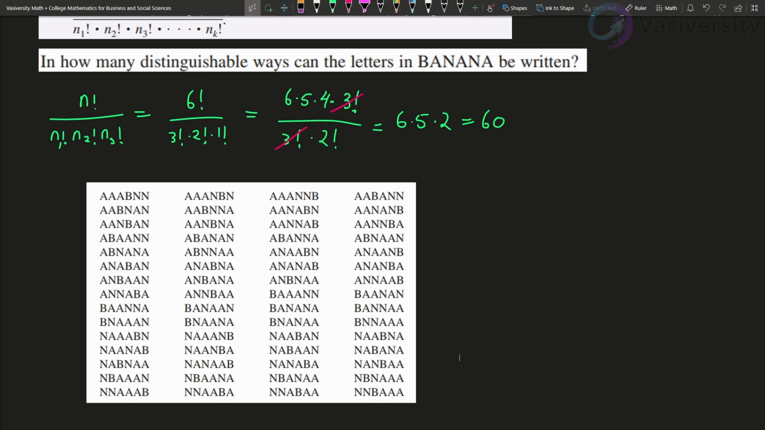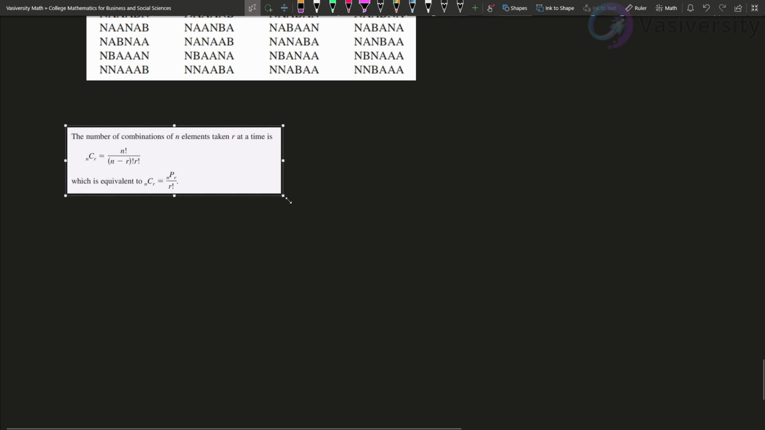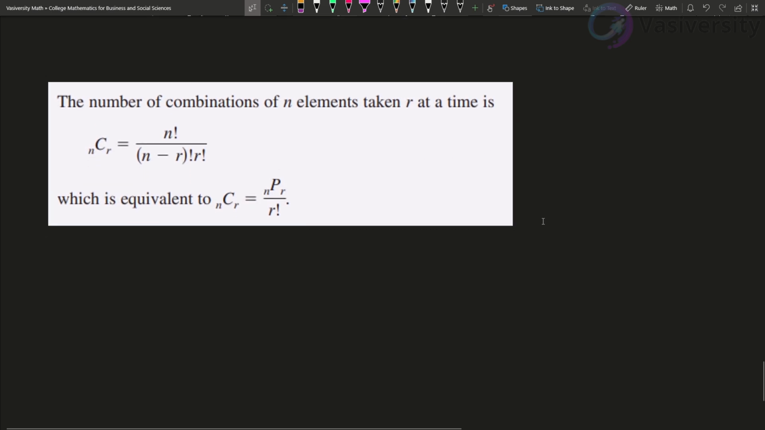So essentially, let's go ahead and take a look at the formula. It's almost the same as permutations, but with a slight tweak to it. So combinations are as follows: the number of combinations of n elements taken r at a time. It's going to be very similar to permutations, but divided by r factorial. Okay, so an example of that.